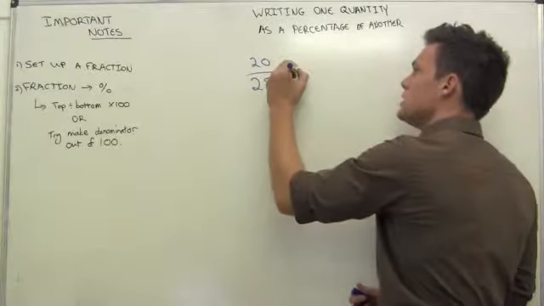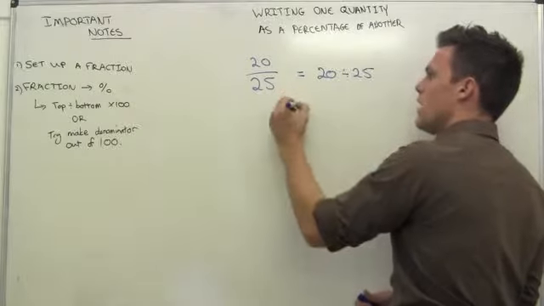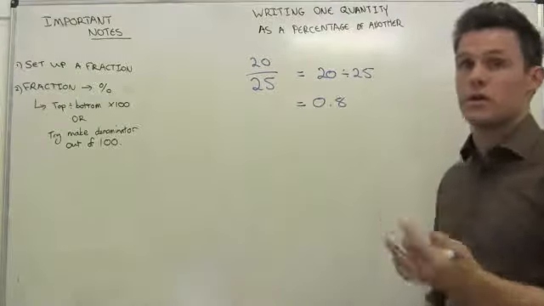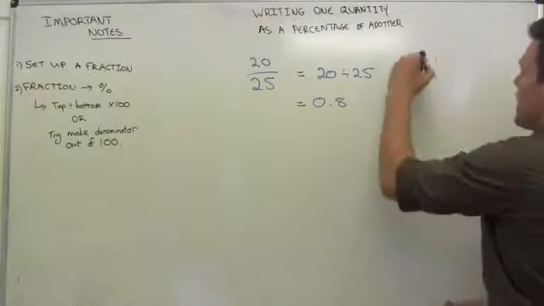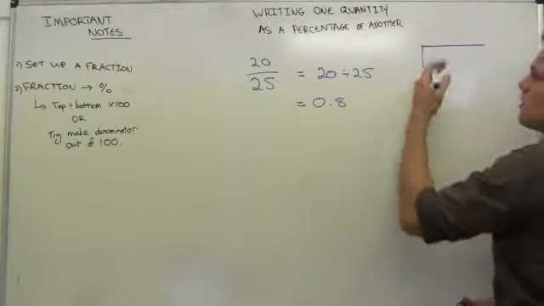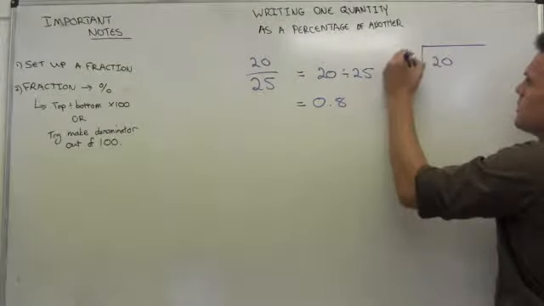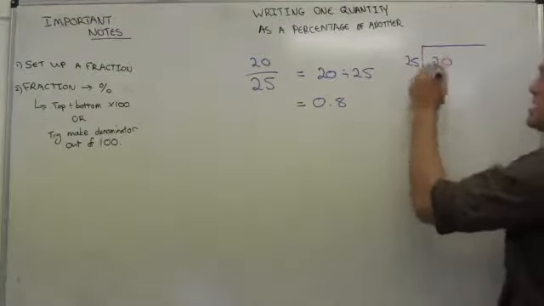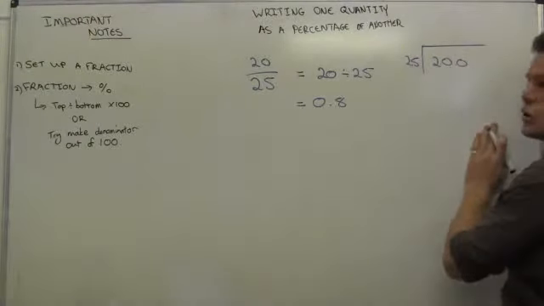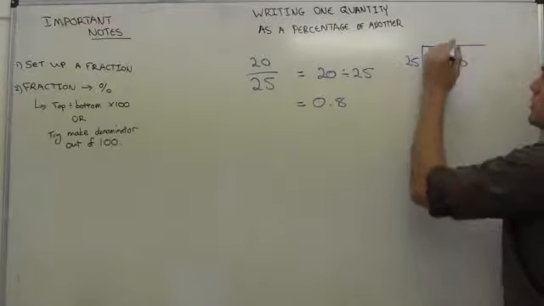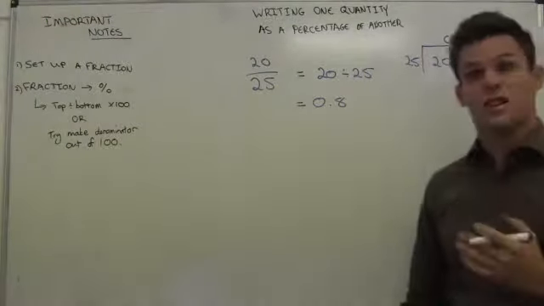Now if I do this, 20 divided by 25, I end up with 0.8. I can do that in my head because I've had a lot of practice. If you haven't, you're just going to have to set up the bus stop method or whatever method of division you use. So 20 divided by 25. 25 doesn't go into 20, so we add on another 0, and I mark my decimals there. I treat this as 200. I know 25 goes into 200 8 times, and so my answer is 0.8 because there's no remainder.